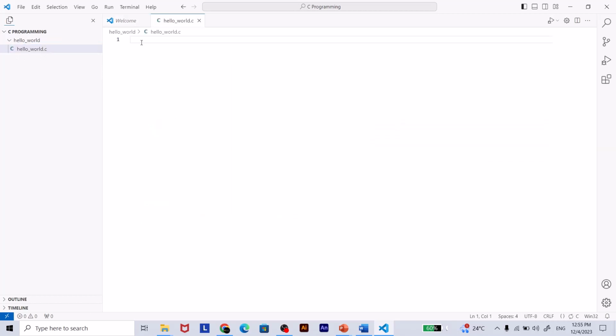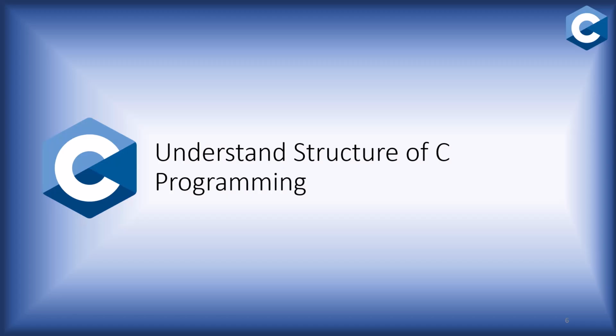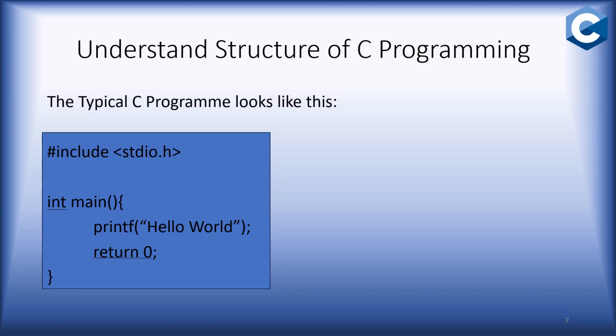Now close Visual Studio Code. Now we will be understanding the structure of the C programming language. So this is a basic C program, where as you can see there are many lines which are out of our understanding. To solve our problem, we will solve it piece by piece.